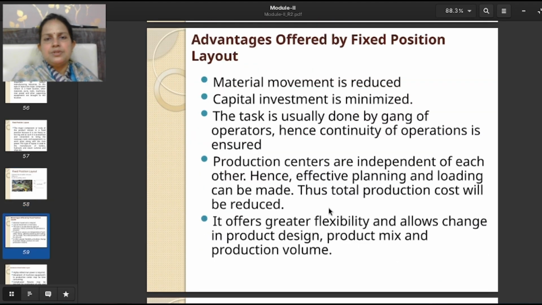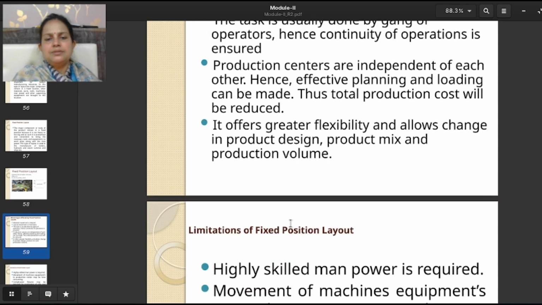Advantages of fixed position layout. Material movement is reduced, capital investment is minimized, the task is usually done by a gang of operators, hence continuity of operation is ensured. Production centers are independent of each other. These all are the advantages of a fixed position layout.